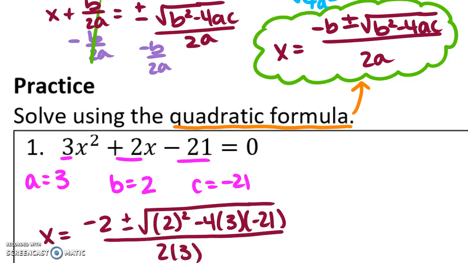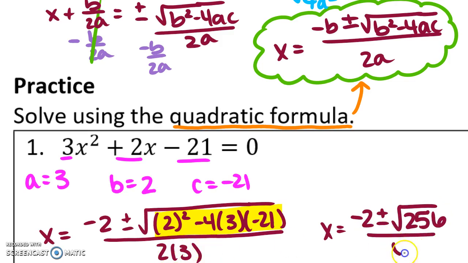Now, what's nice about this is if you're using the quadratic formula, you're probably going to be using a calculator. So you can put everything that's under the square root in your calculator. Don't put the square root in, but just put everything that's underneath the square root. When you do that, you'll end up getting x equals negative 2 plus or minus the square root of 256 all over 2 times 3, which is 6.